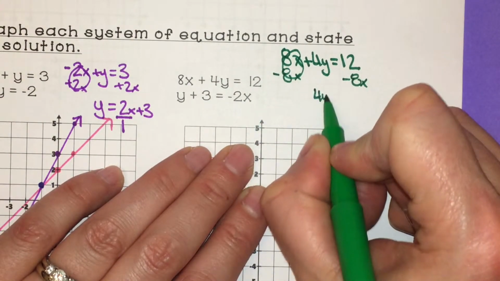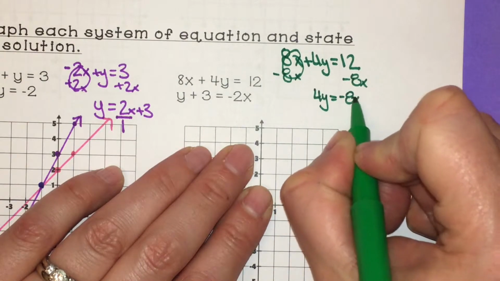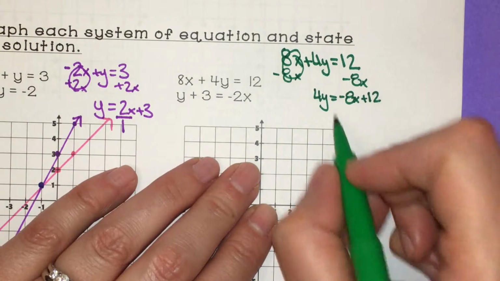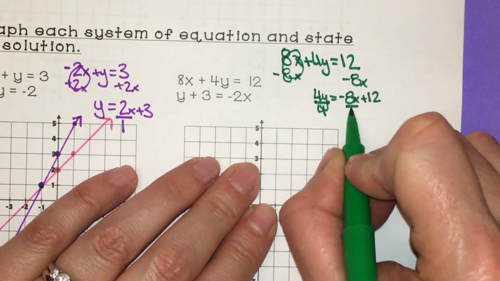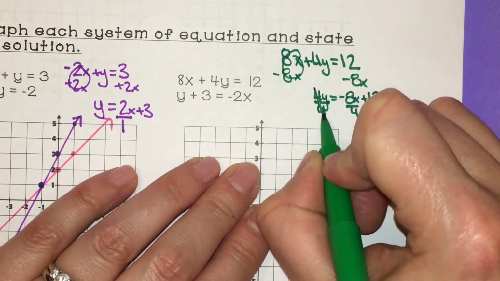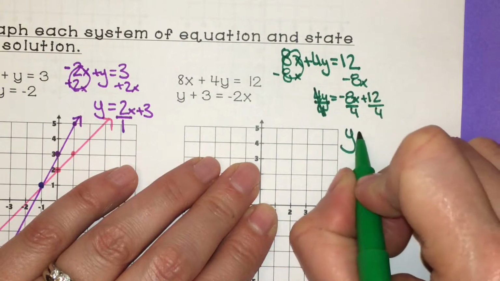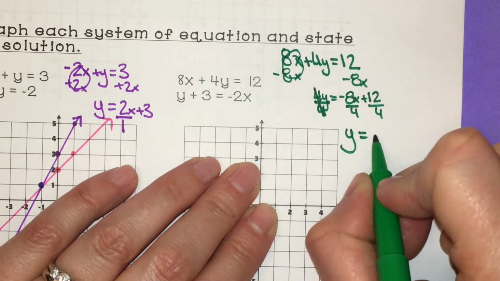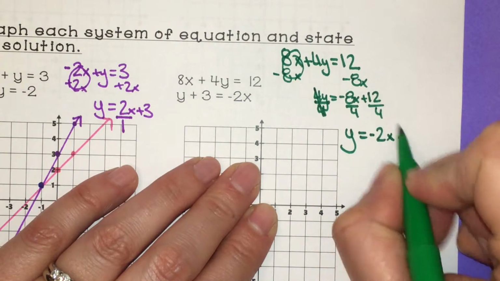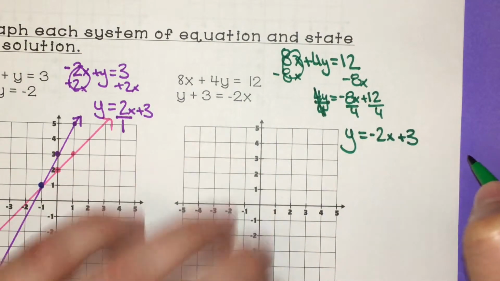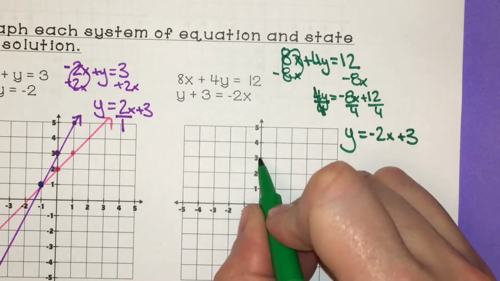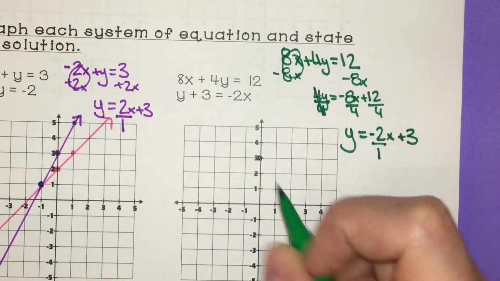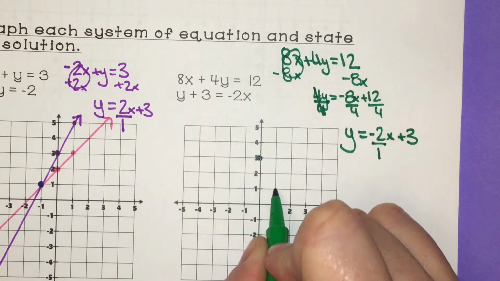And we get 4y equals negative 8x plus 12. Y is being multiplied by 4, so I have to divide everything on both sides by 4. 4 divided by 4 is 1, so I'm left with y equals negative 8x divided by 4, negative 2x, plus 12 divided by 4 is 3. So that means my y-intercept is 3, slope is negative 2 over 1, so down 2 to the right 1.